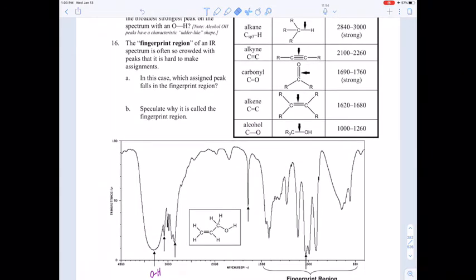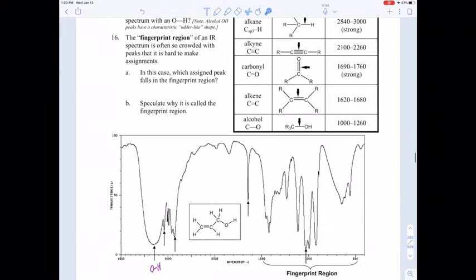This one is harder to recognize because it's not broad and strong. So this right here, this is one of the most characteristic, easy bonds to recognize in an IR spectrum. So keep an eye out for those. If it's broad and wide like that on the left side, you have an alcohol.